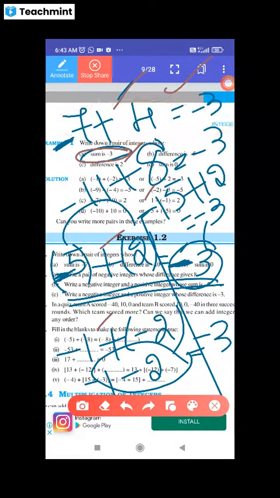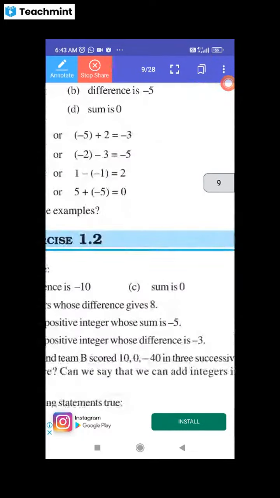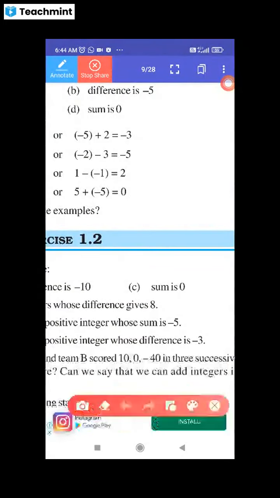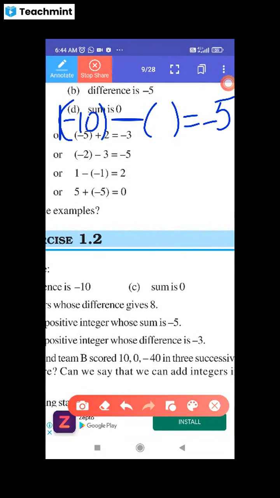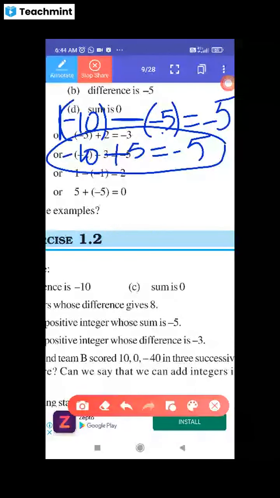Okay. Understood? So now difference is minus 5. How do we have to find out? Difference is minus 5. Means you know that difference means you just put minus here. Ma'am, minus 10 subtracted from, uh, minus 5. Minus 5. Very good. See here. Minus 10. Minus into minus is plus 5. Plus 5. Very good. Minus 5 is the answer. This is one example. Very good.